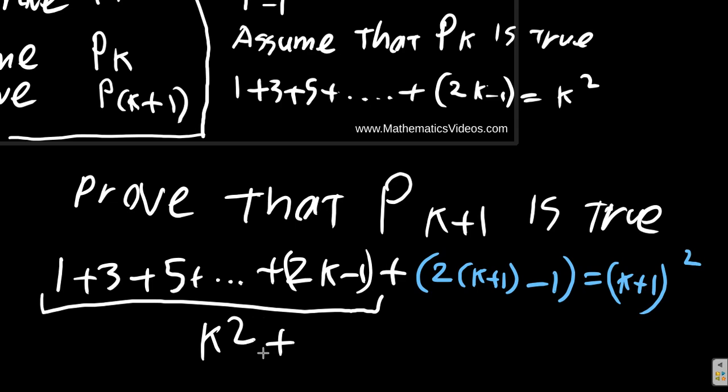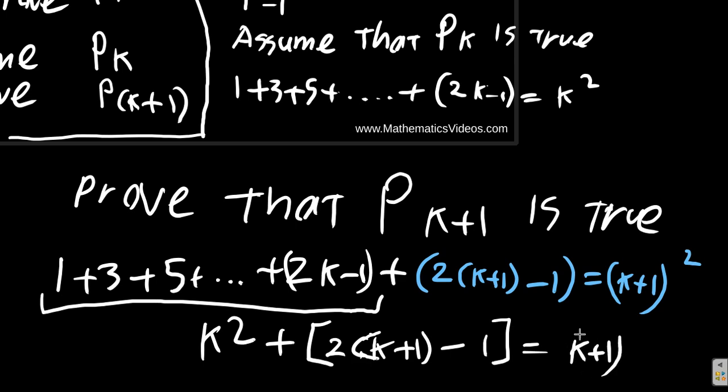Plus, then you have the 2. Let me write this as a square bracket, 2 times k plus 1, in bracket, minus 1 is equal to k plus 1 squared.